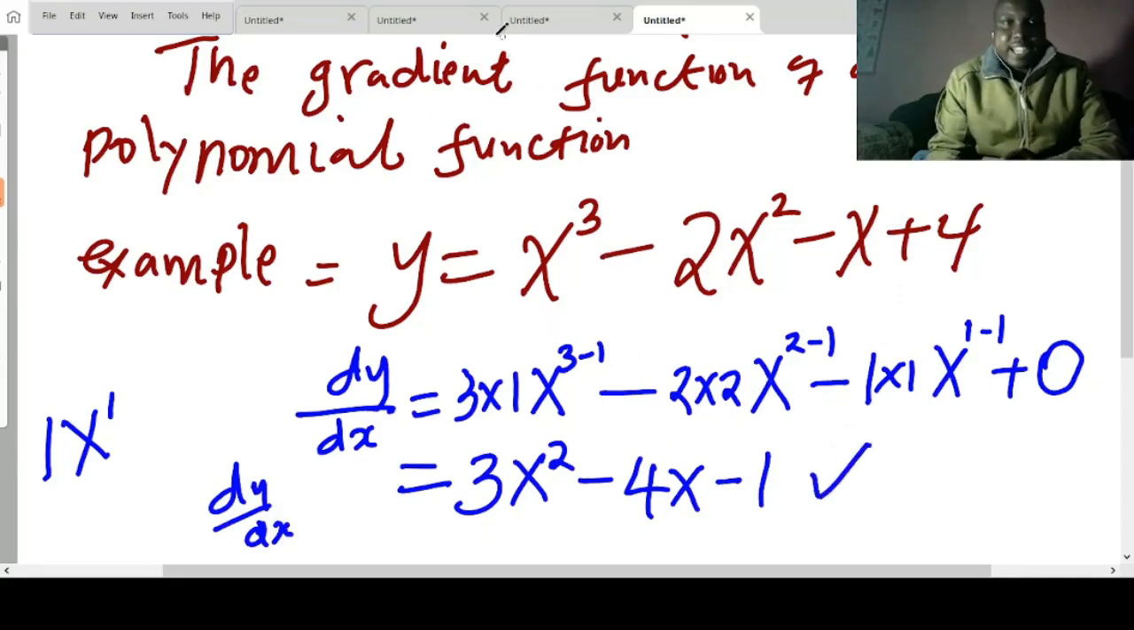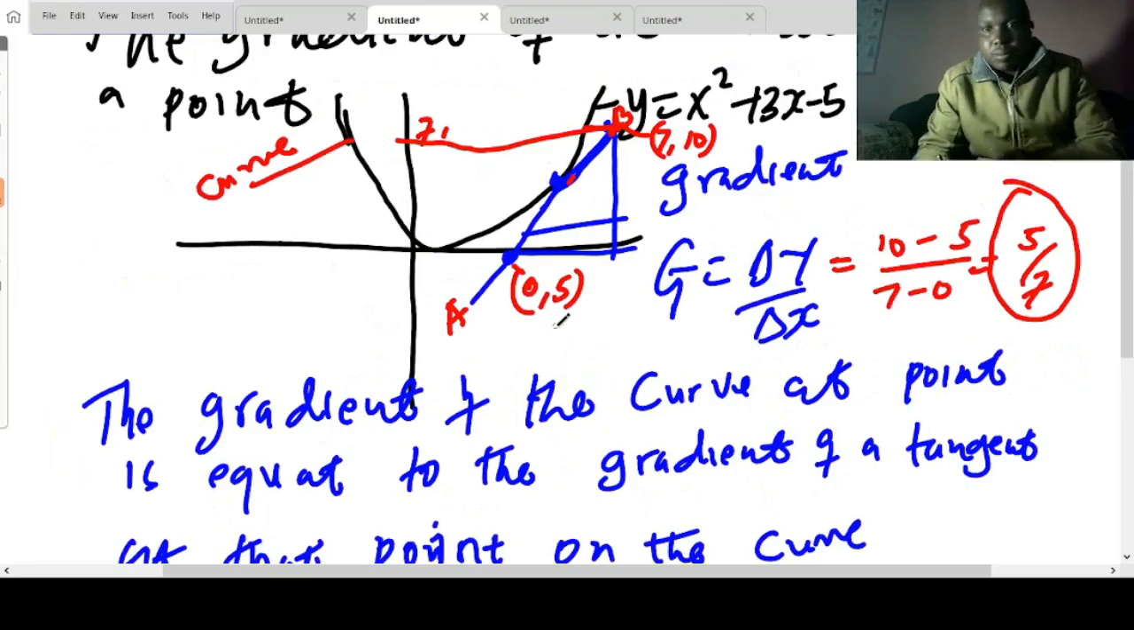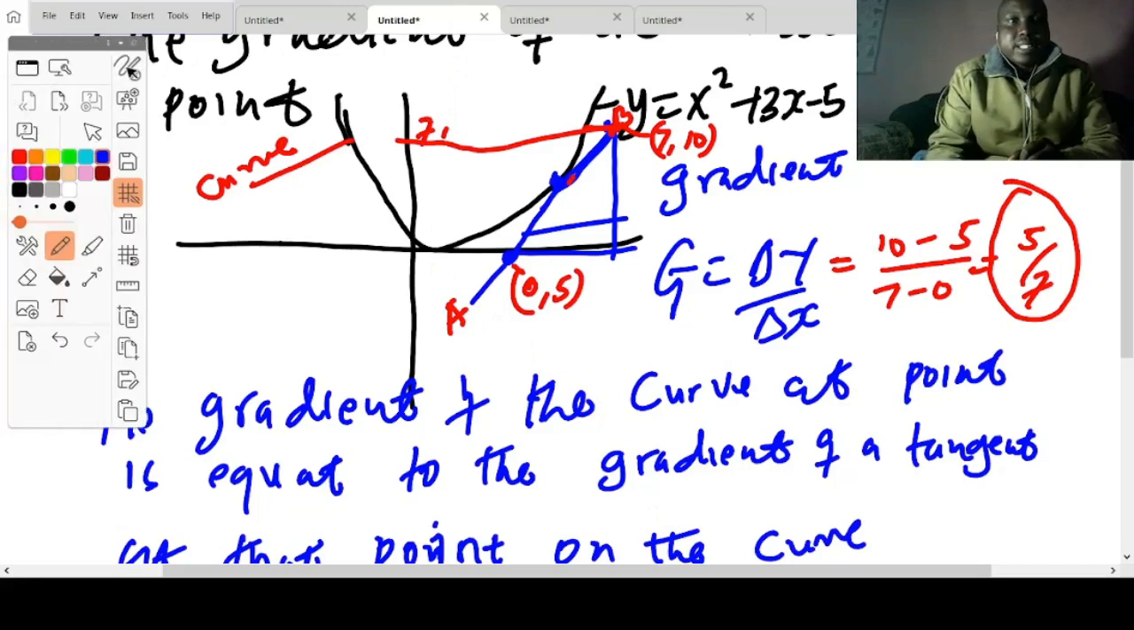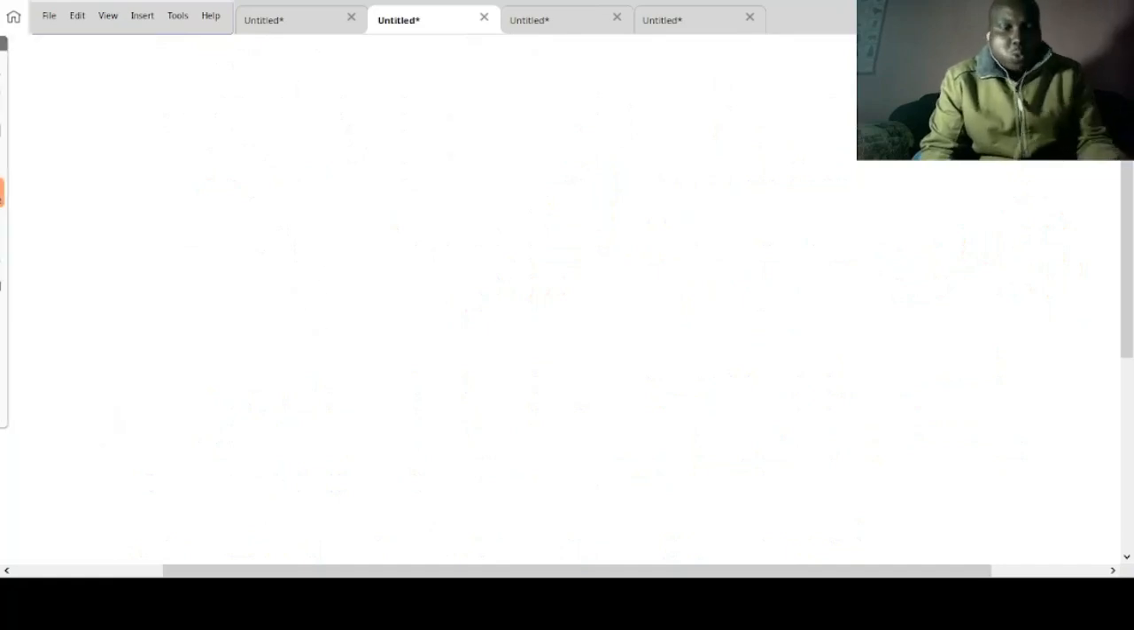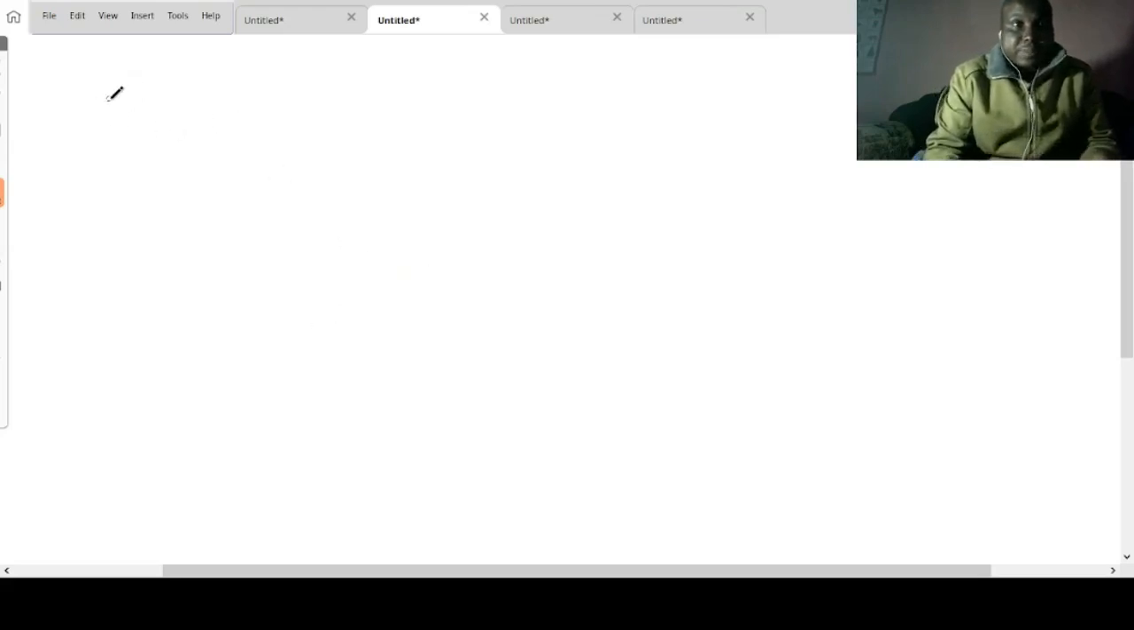Very, very nice. Very good. We are moving on very well. Let me clear this, and then do 1 more, 2, 3 examples again, so that we can understand it very, very well.